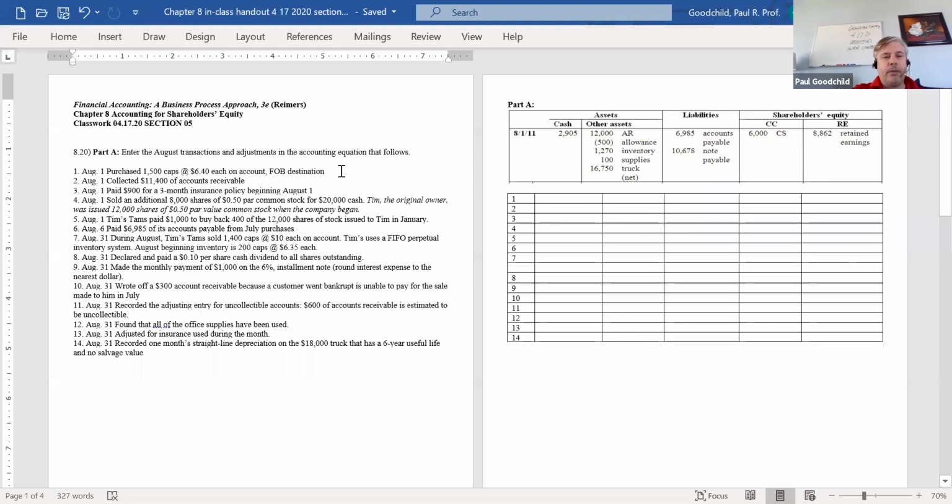Okay. So August 1st, purchased 1,500 caps. I'm assuming these are hats at $6.40 on account. So just want to do the math on that. 6.4 times 1,500 is 9,600. Now this says FOB destination, which essentially means it's not their obligation until they receive it. But having read through all of the other transactions, we have to assume that it comes in sometime in August.